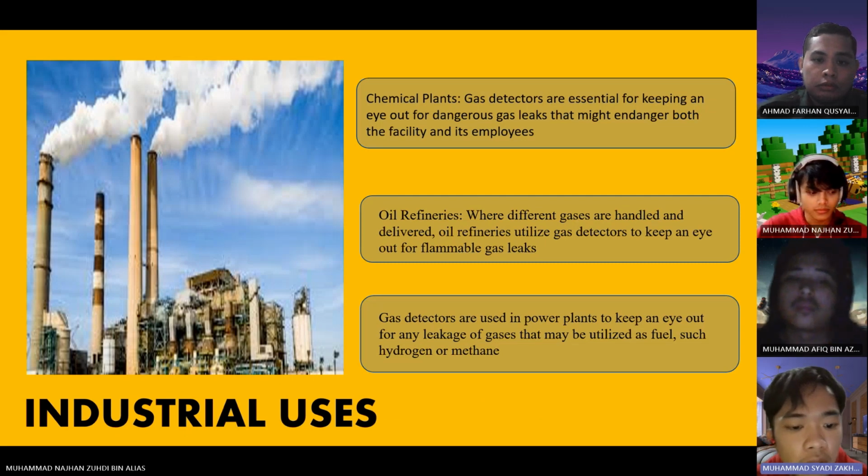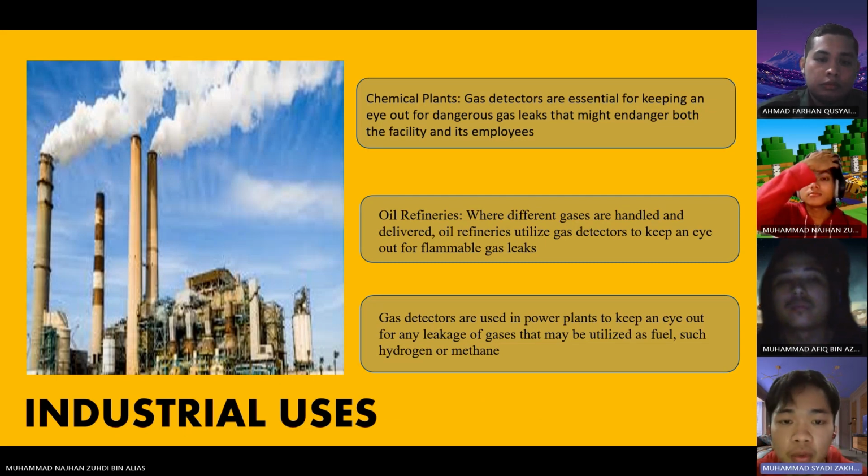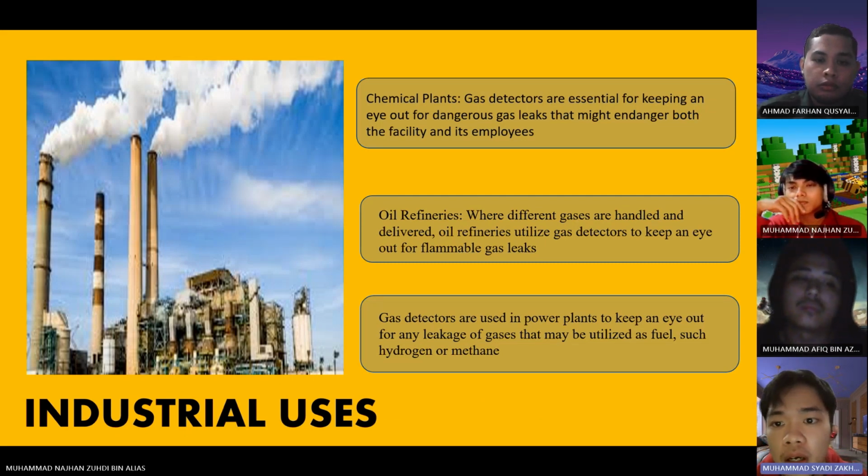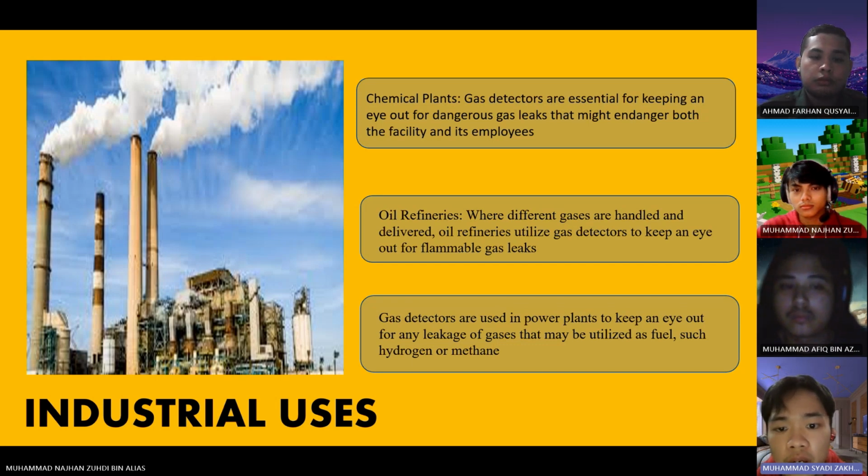So next one is for industrial uses. The first one is chemical plants. Gas detectors are essential for keeping an eye out for dangerous gas leaks that might endanger both the facility and its employees. Number 2 is oil refineries, where different gases are handled and delivered. Oil refineries utilize gas detectors to keep an eye out for flammable gas leaks.